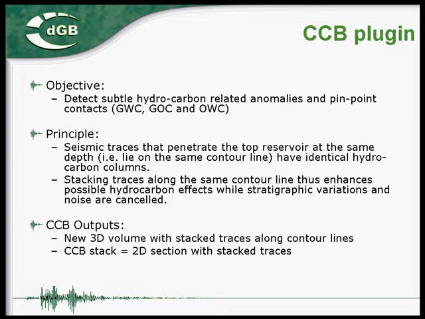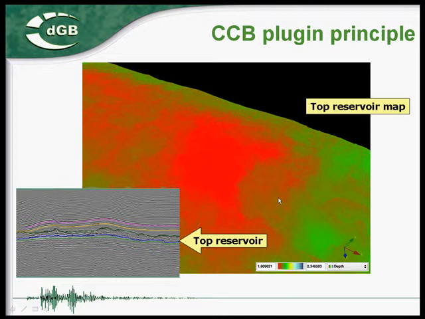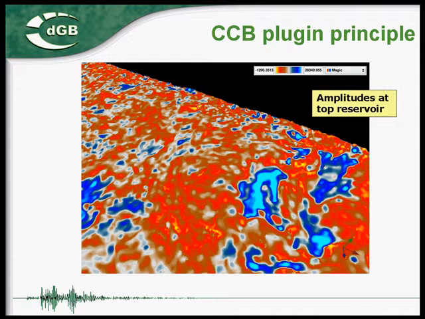The second output is the CCB stack. This is a 2D section with stacked traces flattened along the mapped reference horizon. Let us now look at a CCB example. At top reservoir level, a gentle anticlinal structure exists. The seismic amplitude map at this level does not reveal an anomaly.